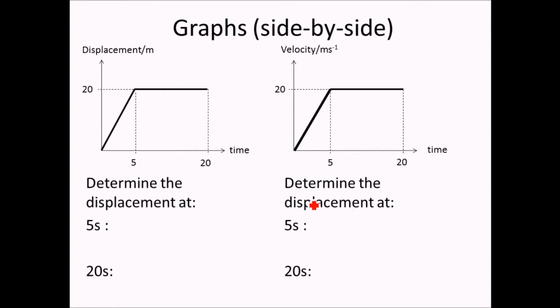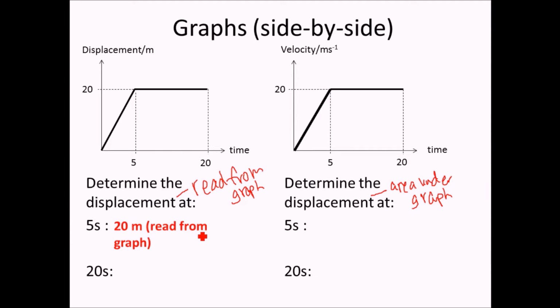Next, we're going to go to determining the displacement. In this case, the displacement is just read from the graph, while in this case you need to use the area under the graph. See the difference? Both have very different methods. So if you want to read from the graph, at 5 seconds the displacement is obviously 20 meters, and then at 20 seconds it will still be at 20 meters, there won't be any changes.